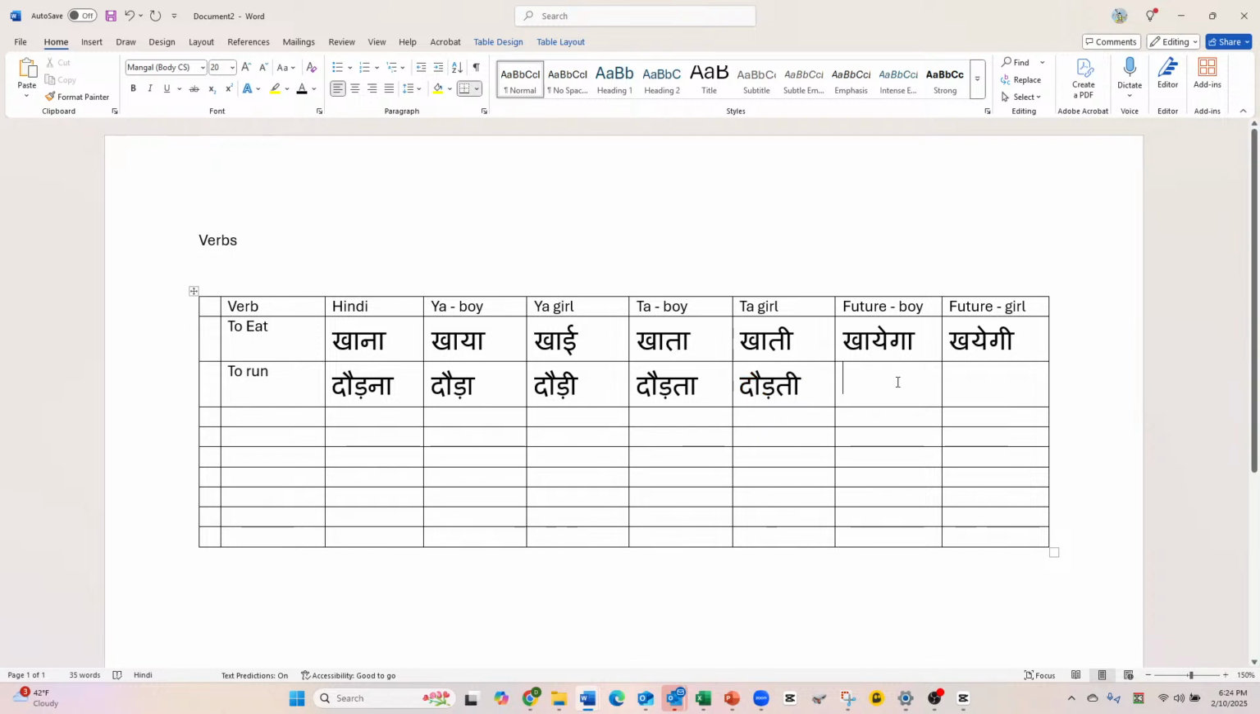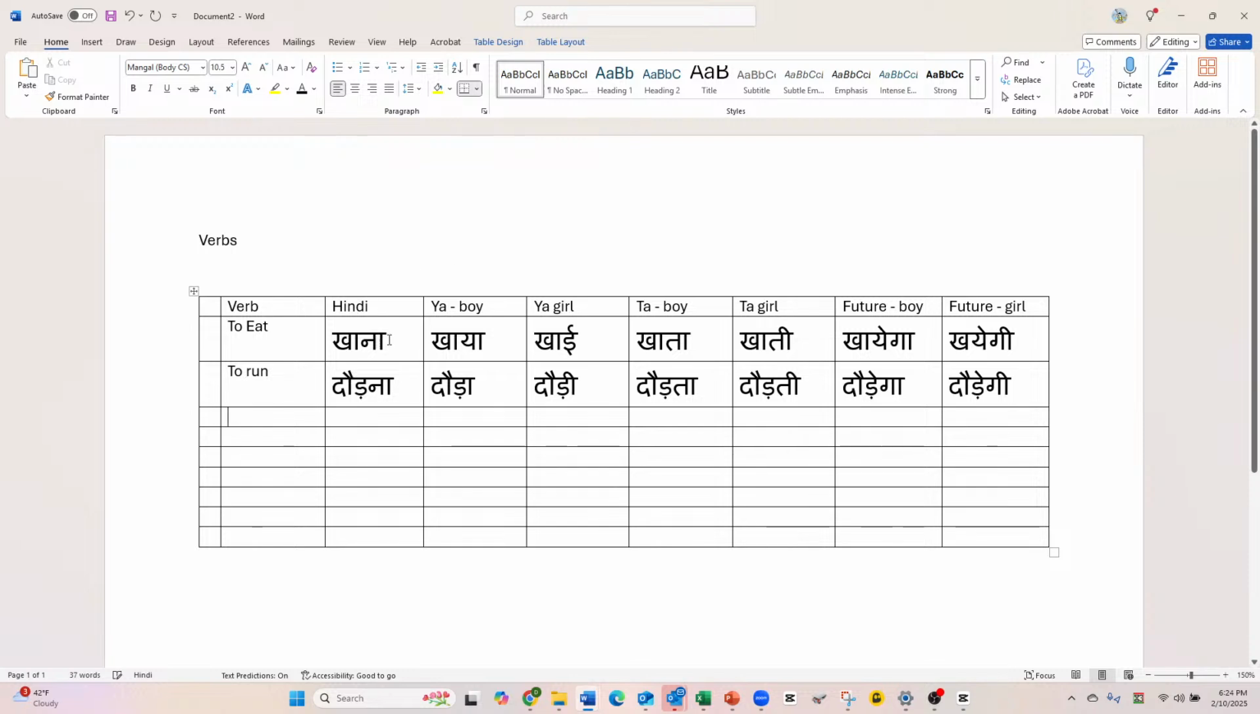What about future? Ishan, you are on mute. दौड़ेगा, दौड़ेगी. दौड़ेगा and दौड़ेगी. Understood? How we build the chart? Prahlad, did you understand? Okay.